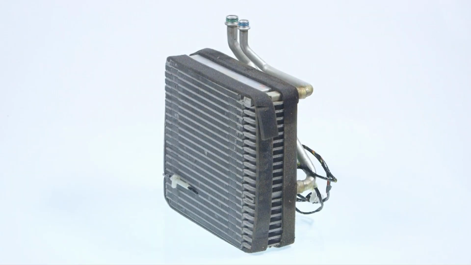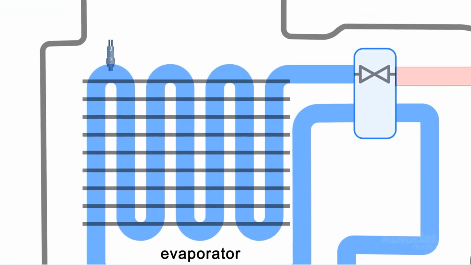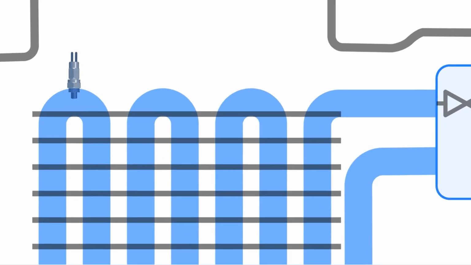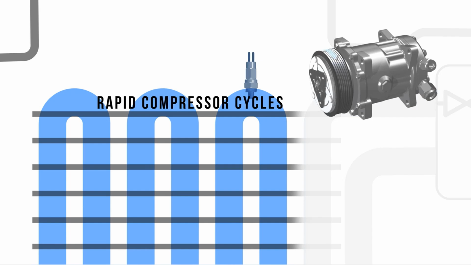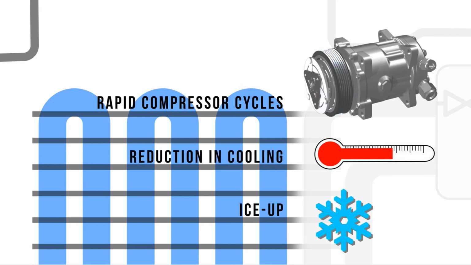This thermistor is mounted within the evaporator heater box assembly. The location of this sensor has significant effect on performance and should be located near the evaporator. If incorrectly positioned, this may mean rapid compressor cycles, a reduction in cooling, or even ice up.